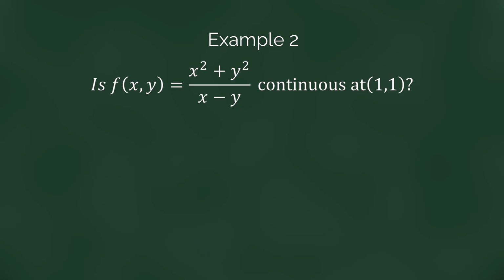Let's examine this new function, f(x,y) equals (x squared plus y squared) over (x minus y), and see if that is continuous at (1,1). Well, if we evaluate f(1,1), we get (1 plus 1) over (1 minus 1), which is 2 over 0, which is undefined. So we can stop right there because a function cannot be continuous at a place where it is undefined. This fails the first step of our 3-step check, and so this is not continuous.